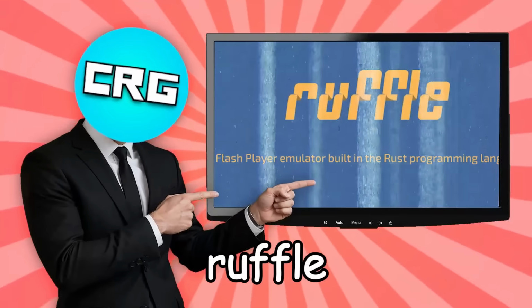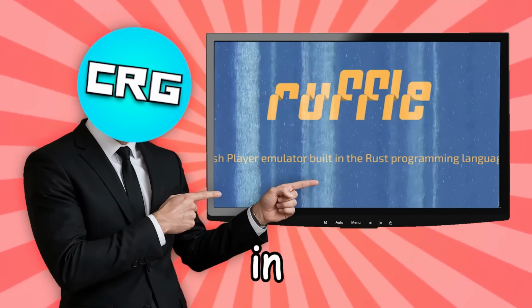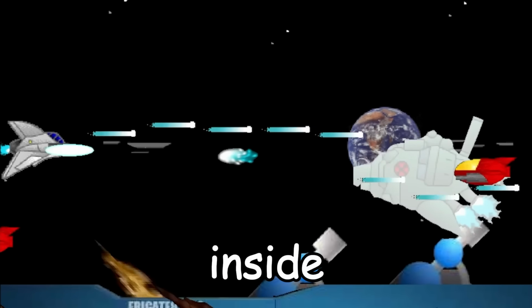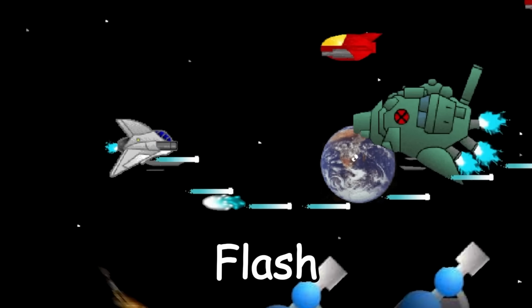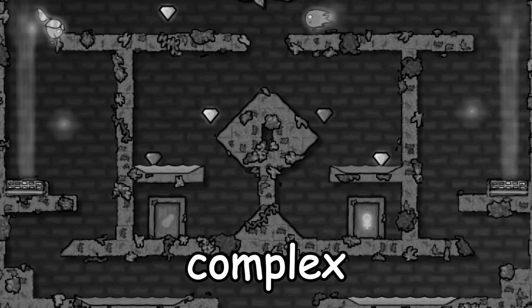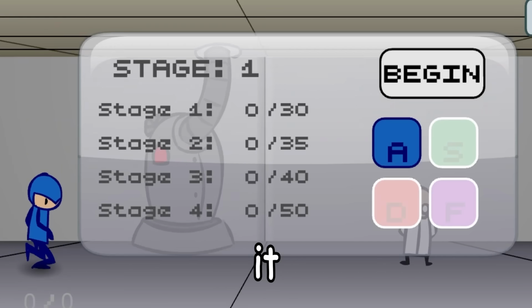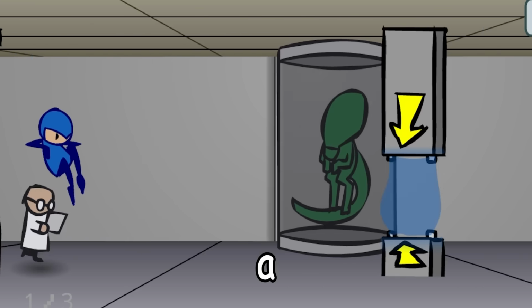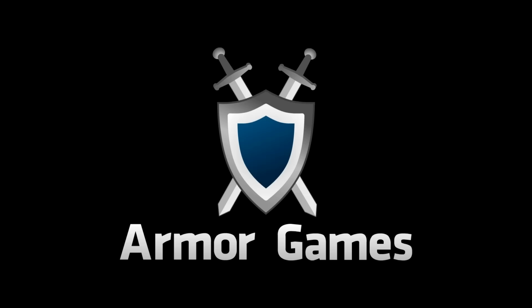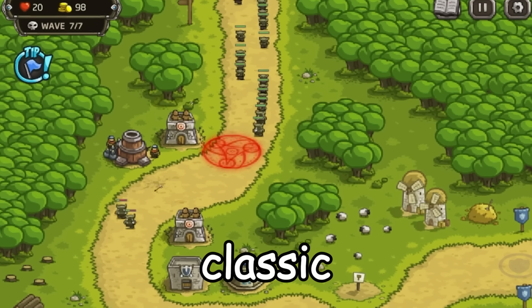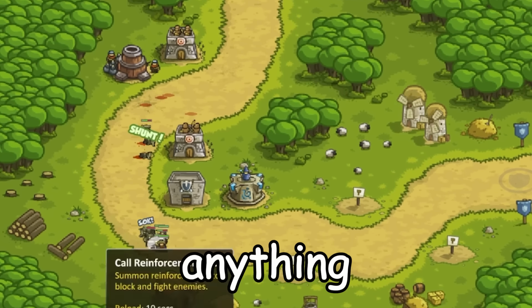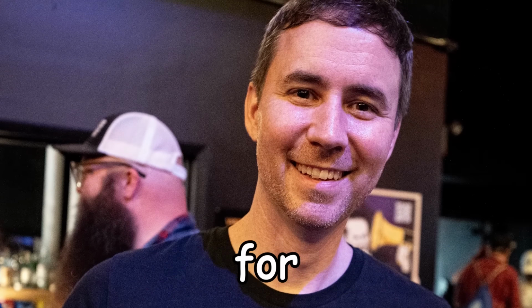There was also Ruffle, an open-source Flash emulator built in the Rust programming language, which aimed to make Flash content playable directly inside a modern browser without the original Flash player at all. Ruffle could not run everything, particularly the games built on the more complex later versions of ActionScript, but it ran a large amount of Flash content in a working state and was integrated directly into the Internet Archive, into Newgrounds, into Armor Games, and Cool Math Games, meaning classic games from across the era became playable in a modern browser again without installing anything.